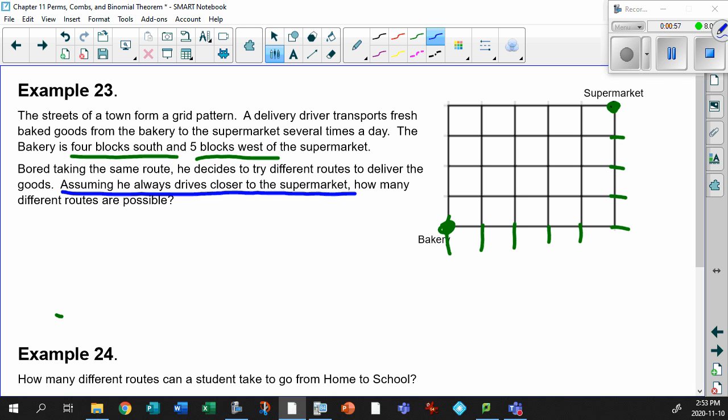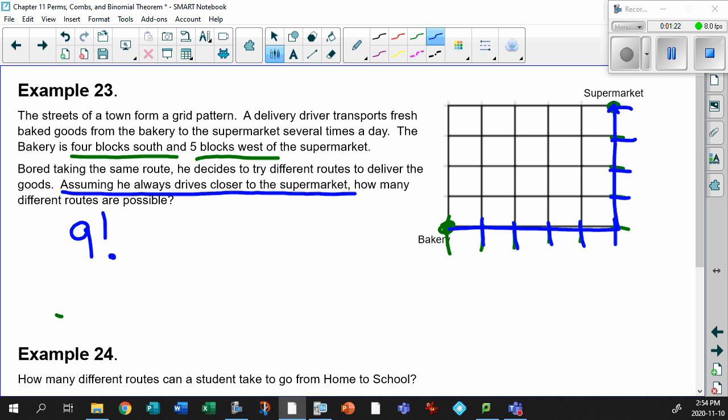Well, let's look at the first route. Think about it. He can go 1, 2, 3, 4, 5 blocks and 1, 2, 3, 4 more blocks. So you go 5 plus 4, you got 9 blocks to go. You actually have 9 factorial routes. Okay, that's how you do it. You add up how many this way, you add up how many that way, a total of 9 factorial.